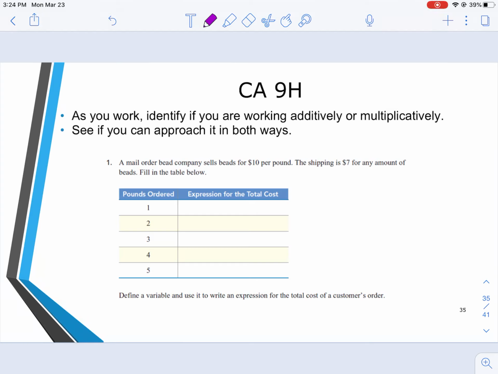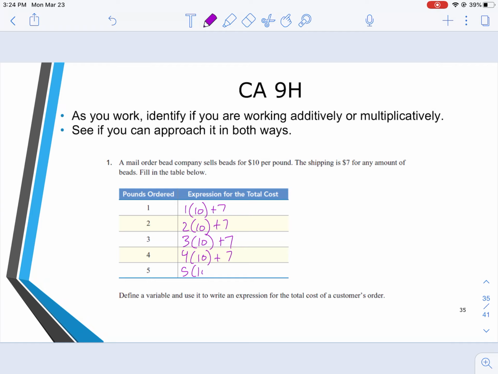In this video, I'm going to take a look at a few situations where we can use variables to help describe situations. So this problem is actually the one we just took a look at. We can think of this as taking 1 pound of beads times $10 a pound plus the $7 shipping. 2 pounds of beads times $10 plus 7. 3 pounds times $10 plus $7 shipping, and so on.